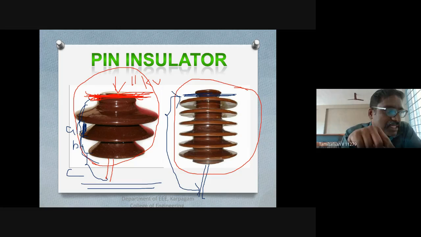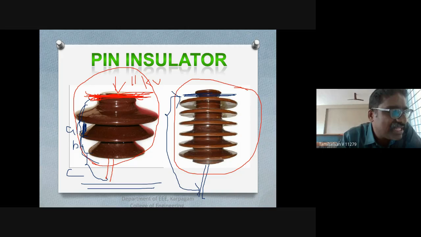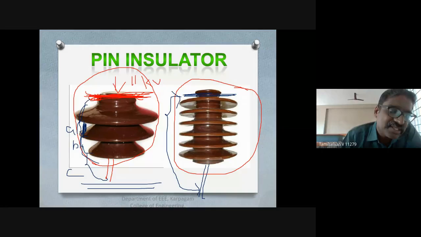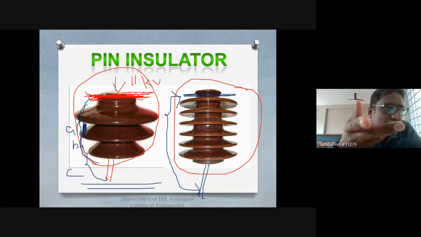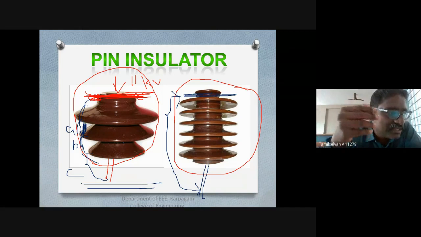When flashover occurs, the insulator will act as an insulator only. But when there is a puncture, the insulator will be permanently destroyed due to the excessive heat, because it's 11 kilovolt. Suppose in the case of 33 kilovolts, there will be excessive heat. When there is excessive heat, it loses its dielectric strength, so automatically it becomes a permanent puncture. Then we have to replace the insulators.